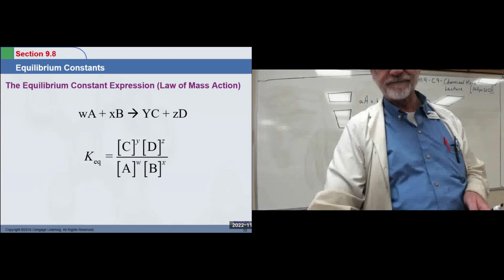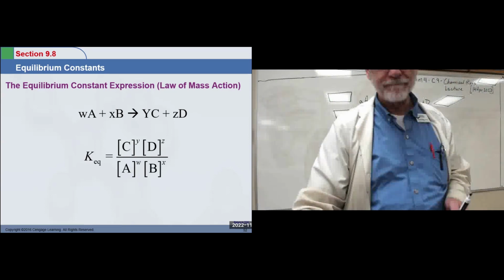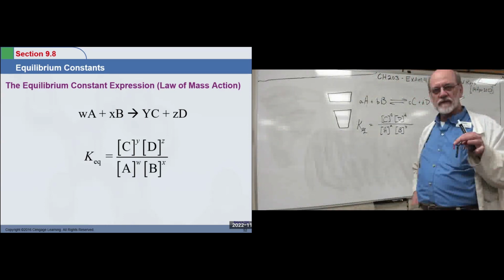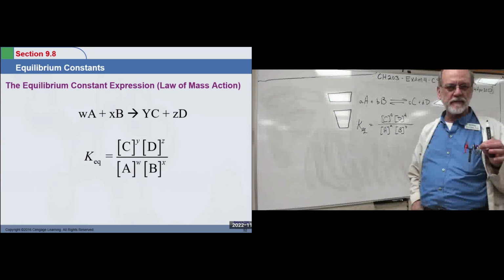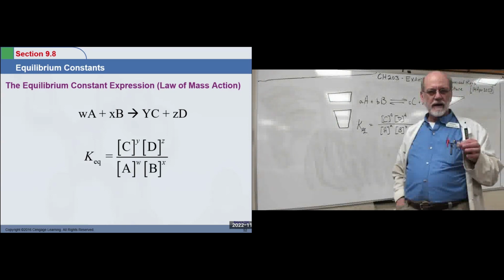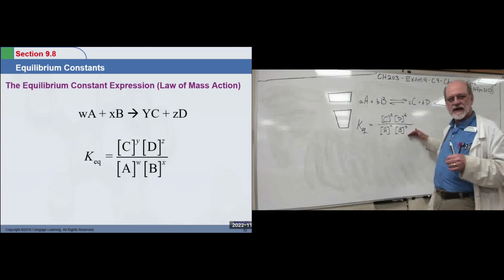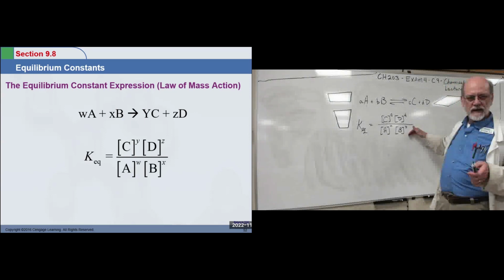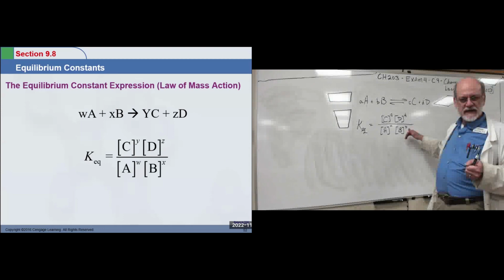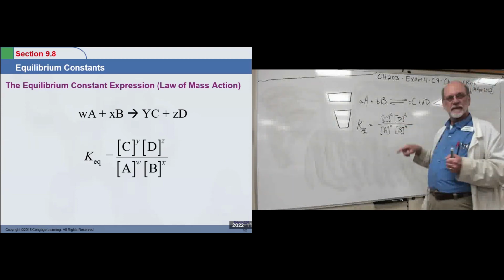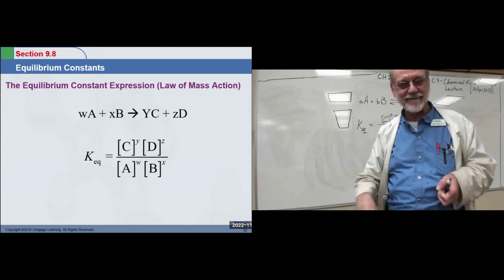Okay. Like I said, square brackets refer to molar concentrations at equilibrium. Products are always in the numerator, reactants are always in the denominator. And the coefficients are the powers. Okay?